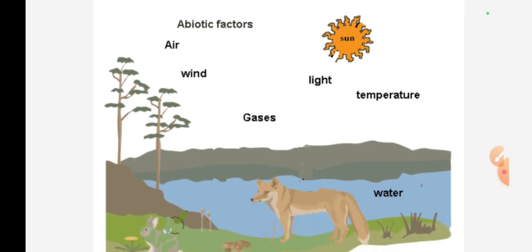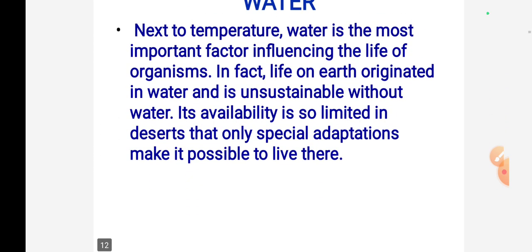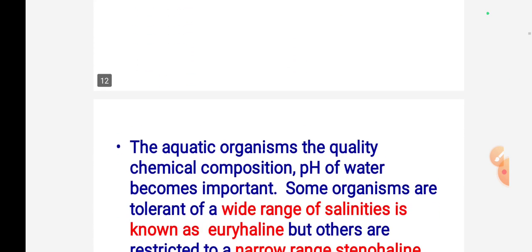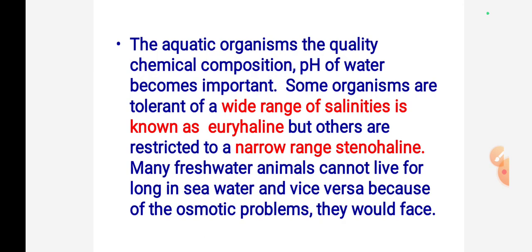Next, abiotic factors. Okay, in an ecosystem, abiotic factors are air, wind, gases, light, temperature, water. These are all abiotic factors. Then water. Next to temperature, water is the most important factor influencing the life of organisms. In fact, life on Earth originated in water and is unsustainable without water. Its availability is so limited in deserts that only special adaptations make it possible to live there. For aquatic organisms, the quality, chemical composition, and pH of water become important. Some organisms are tolerant of a wide range of salinities. Okay, what are they known as?